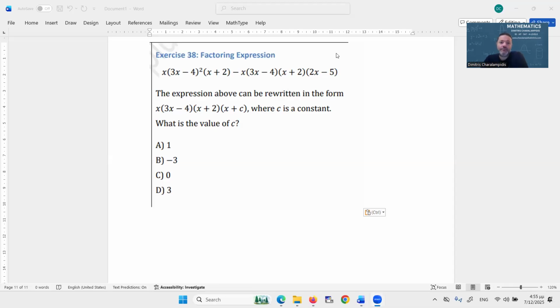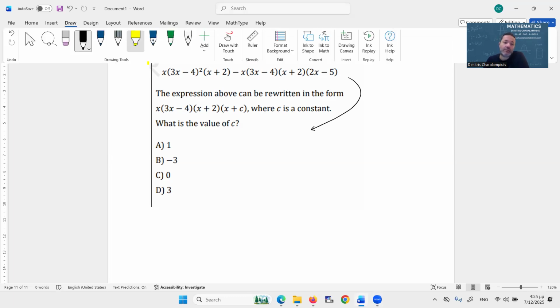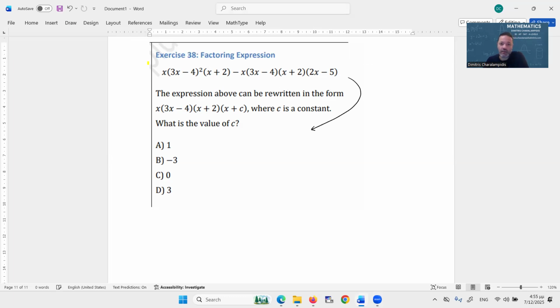Exercise 38. The expression above can be rewritten in this form. What is the value of C? Okay, so we have an expression. We need to write it in a factorized form. To do that, we should see if they have anything in common. And since we were given also the result, we can see that 3x minus 4 is in common.